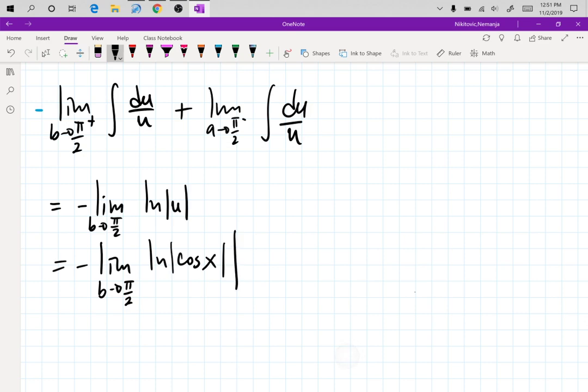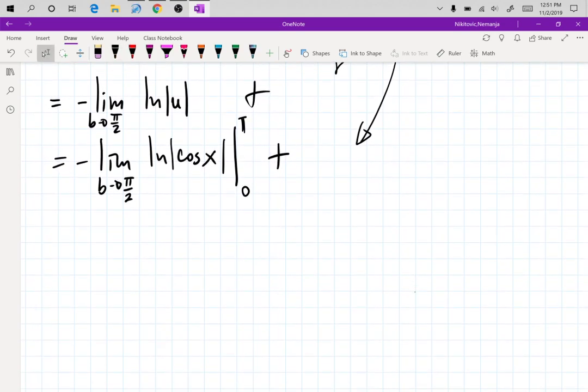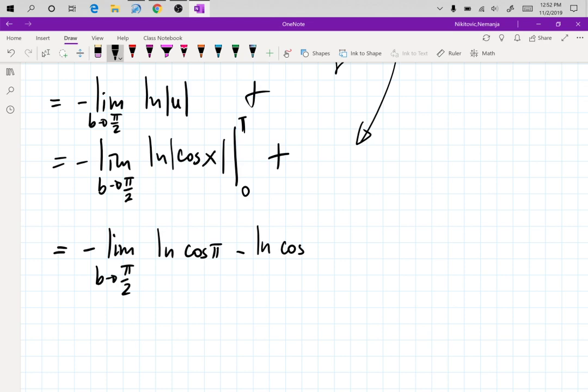I have my limits from 0 to pi. There is still plus the second integral, but I'm not worrying about that because I know that the first one is going to diverge. So I'm skipping. So minus limit b goes to pi over 2, and I have ln of cosine of pi minus ln cosine of b.